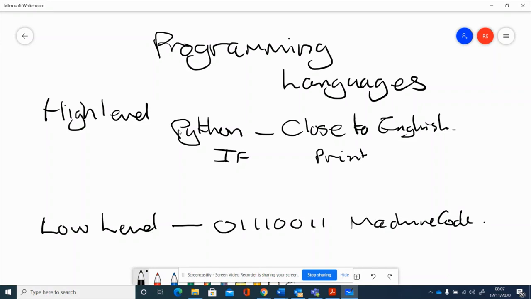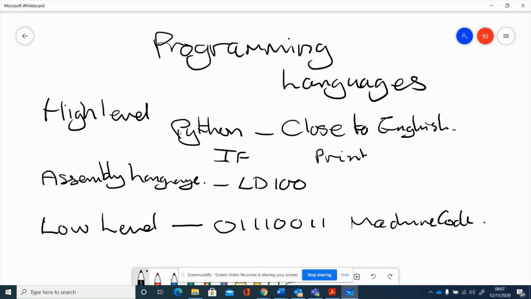There is an intermediate language as well, which we sometimes call assembly language. And assembly language is sort of a halfway house between these, although it doesn't have to be used. Assembly language uses something called mnemonics, so things like LD 100 for loading into memory location 100, that kind of thing happens, or load from memory location 100. You can have STO for store, and that kind of thing is the way that assembly language works.